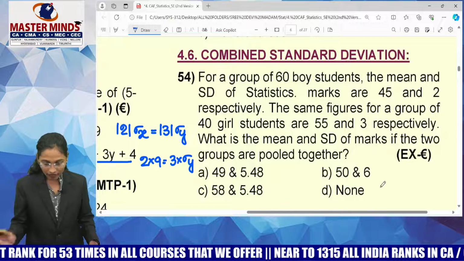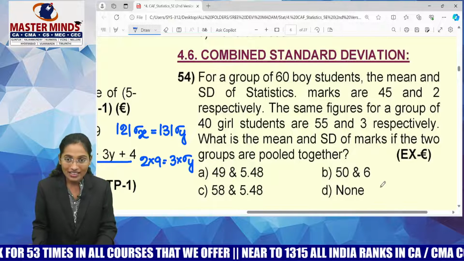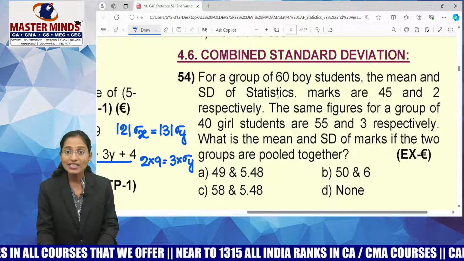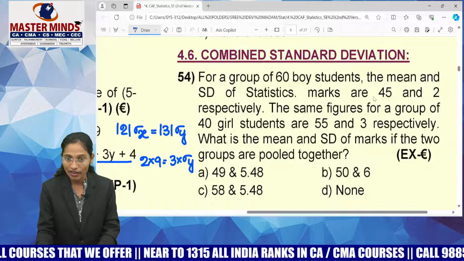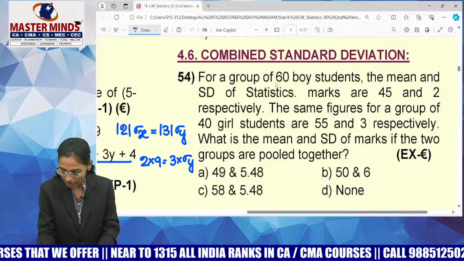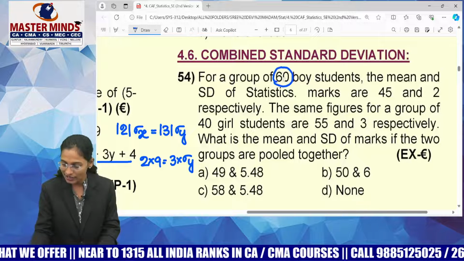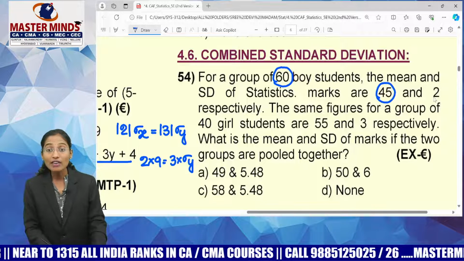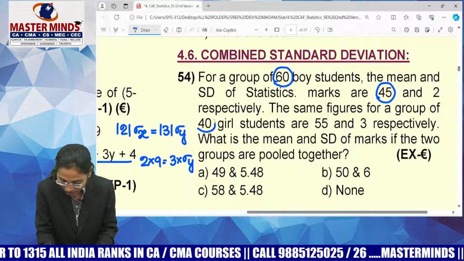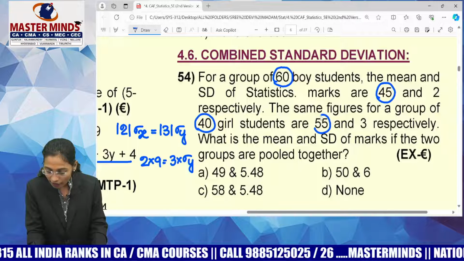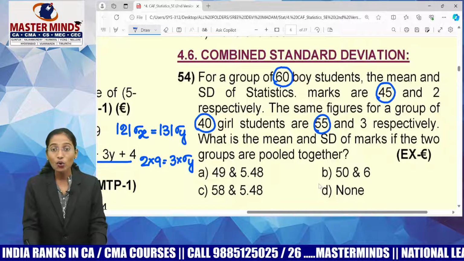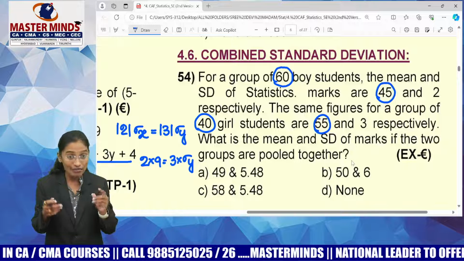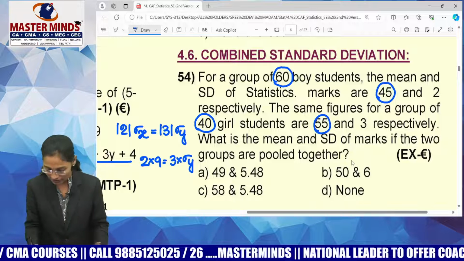Yeah. This is a very important MCQ, guys. For a group of 60 boy students, the mean and standard deviation of statistics marks were 45 and 2 respectively. Means the count of boys is 60, the mean is 45, and the standard deviation is 2. The same figures for a group of 40 girls: strength of girls is 40, the mean is 55 and the standard deviation is 3. What is the mean and standard deviation of the marks of the two groups pooled together? Means we have to calculate the combined mean and combined standard deviation.